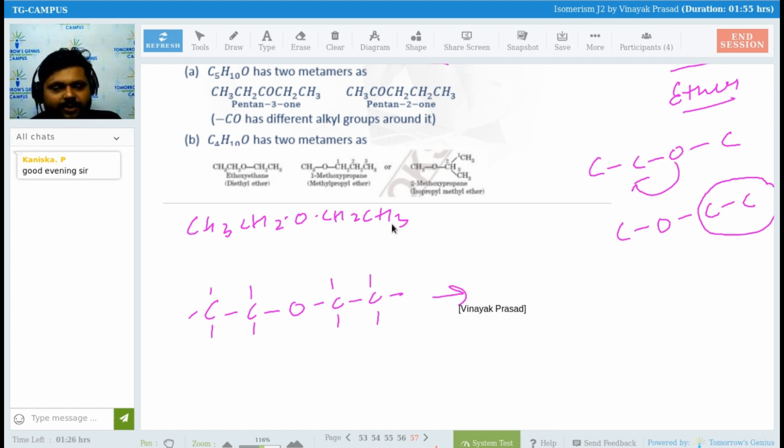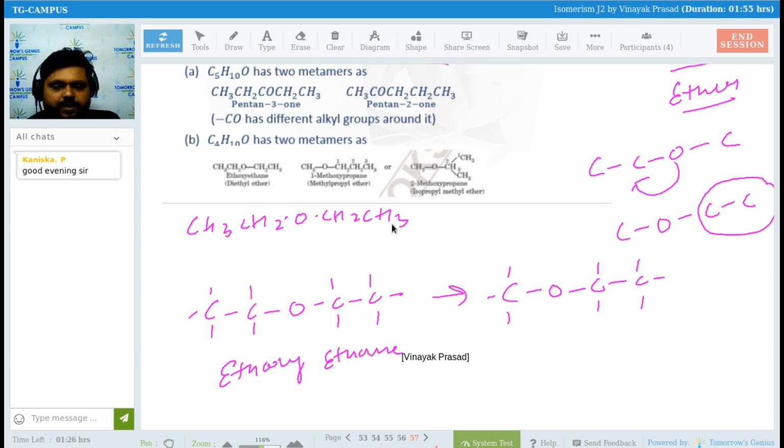If I have to change, so what I can do? Right? This is what? Ethoxyethane. This is what? Methoxy. Methoxyethane. See here, the number of carbon is what? 4. So I can draw one more carbon. So it is what? Methoxypropane.